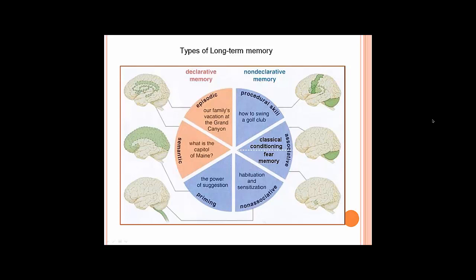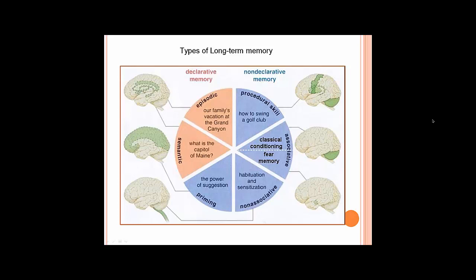And that is also true of semantic memories, like, what's the capital of Maine? What's the capital of California? And so on. The entire surface of your cerebrum is suggested with priming, and that is the power of suggestion.